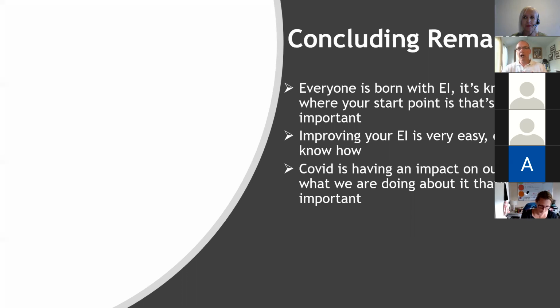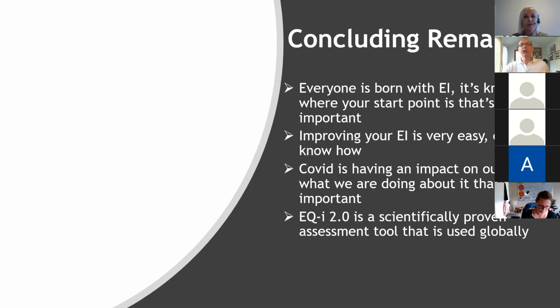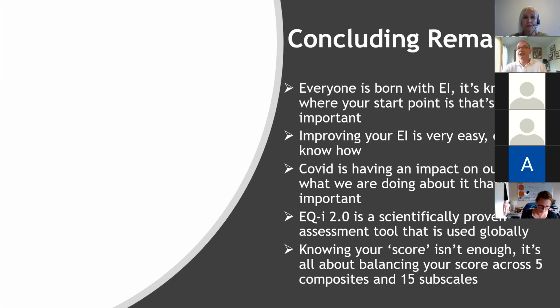I do believe COVID is impacting everybody's emotional intelligence, and I'm live proof of that from the assessment score I got about a month ago. The EQ-i 2.0 is a scientifically proven assessment tool. It's used globally. As I say, the average in the UK is 100. It's different in the Middle East, it's different in America, and it's different in Africa, as an example. Knowing your score isn't enough. It's all about balancing your score across the 5 composites and the 15 subscales. That's the crucial bit for me.